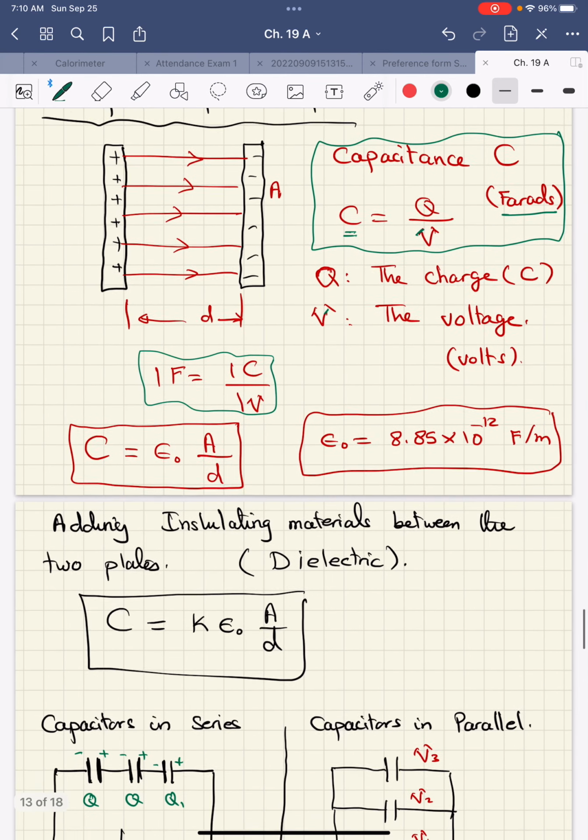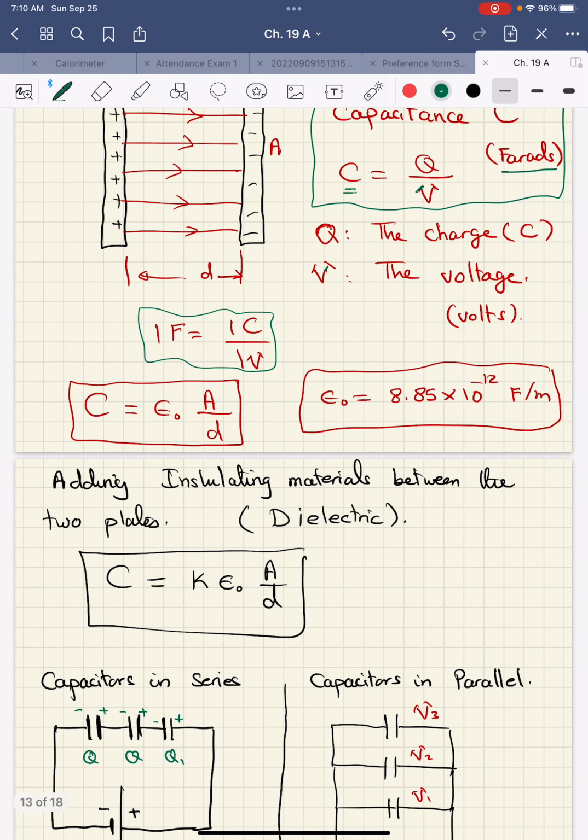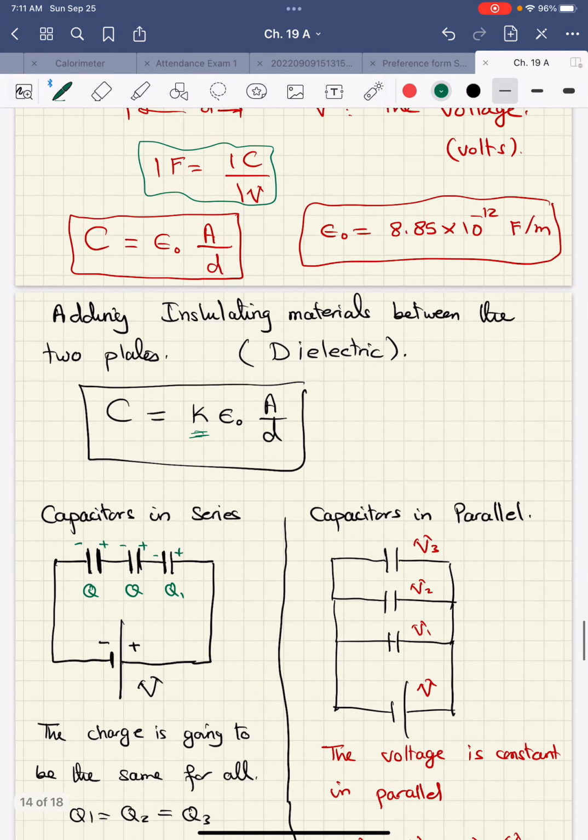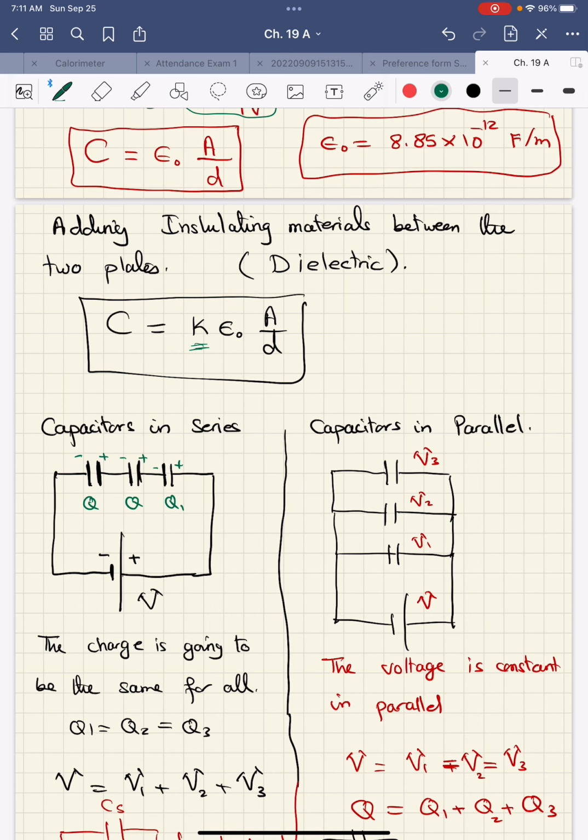Now, most of the time we are adding a material, we call it dielectric, between the plates of the capacitor, and we add it so that we're going to have more capacitance. Adding insulating materials between the two plates makes the capacitance go higher by this amount, which is kappa. Of course, different insulating materials have different Ks. This is a different K from the one that we used with electricity.